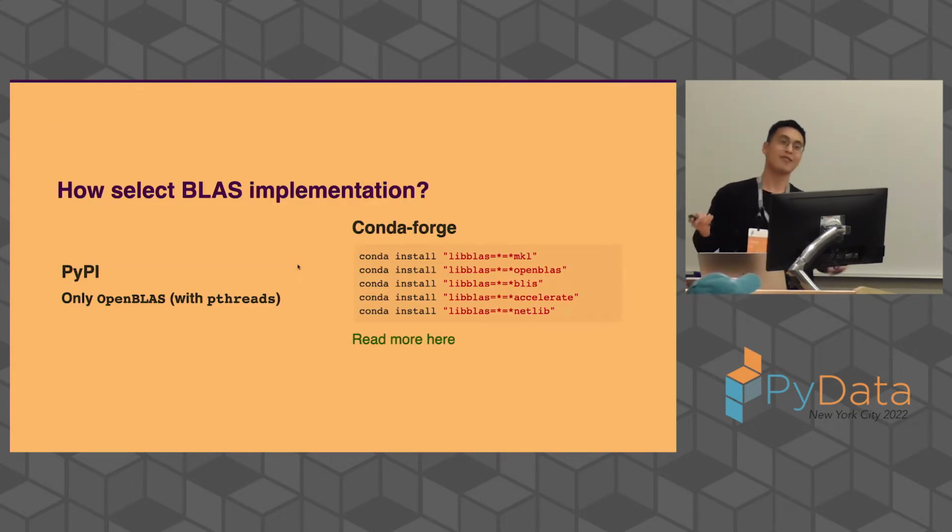Now, how do I select which BLAS I'm using? On conda-forge, it's easy. You could just switch by one of these commands. There's many different BLAS implementations, and on PyPI, you're only stuck with one. You have pthreads, and it's backed by OpenBLAS.